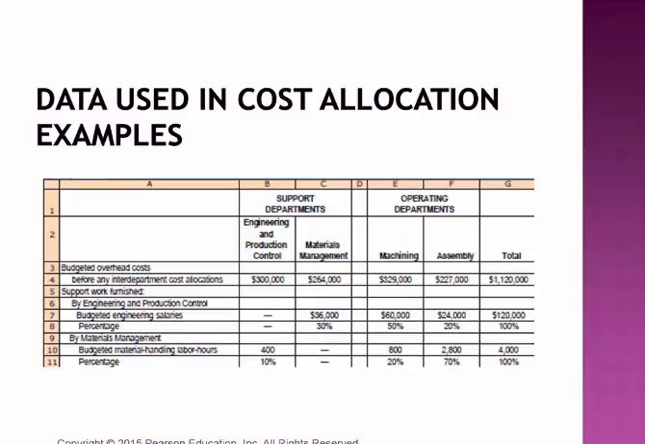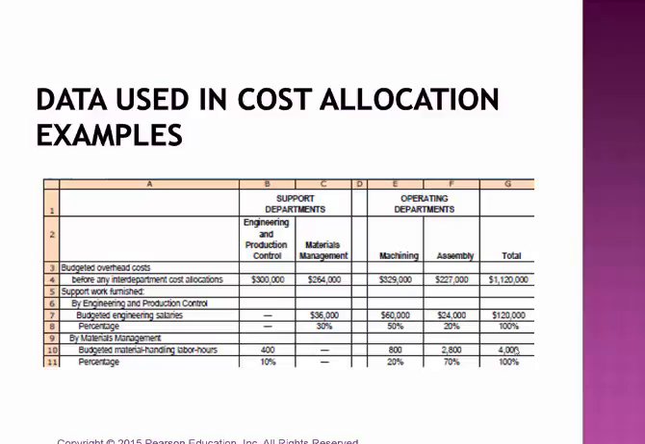Alright, what about the materials management folks? The materials management, we are talking about material handling labor hours is our allocation. We've seen this already earlier in our other examples. Alright, so we have 4,000 hours total. We are now going to say that that other 400 hours is actually getting used in the engineering and production control department. Okay, so 400 plus 800 plus 2,800 equals 4,000.